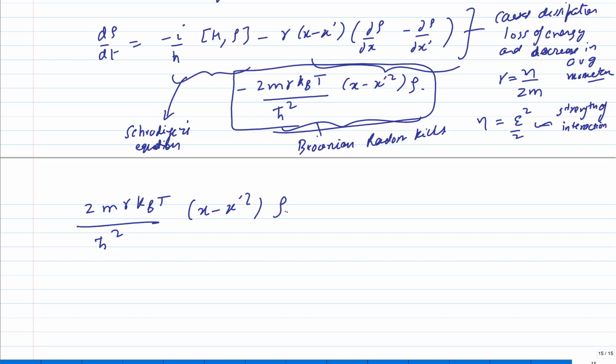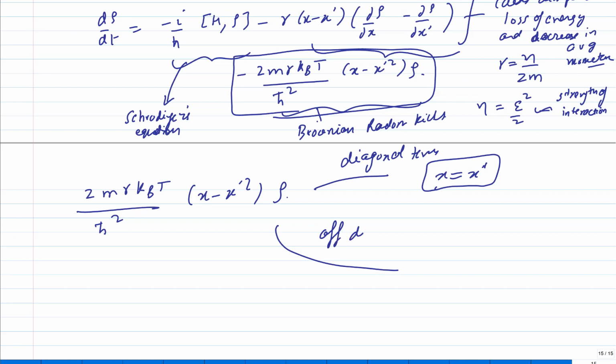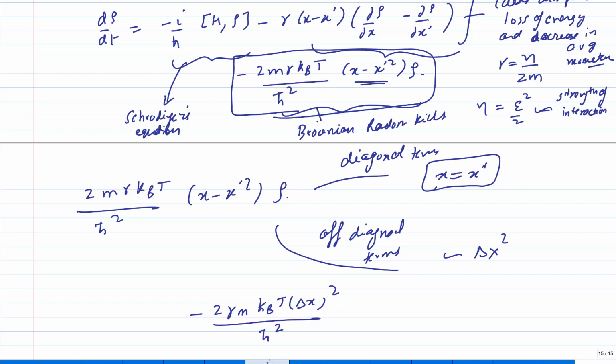As you can see, what's going to be its effect on the diagonal terms? On the diagonal terms, you have x very much similar to x prime. Remember, it's a density matrix, so we can neglect its effects on the diagonal terms. On the off-diagonal terms, this has a huge effect. In fact, you can see that on the off-diagonal terms, they would decay. If you just plug in, they would decay at this rate.